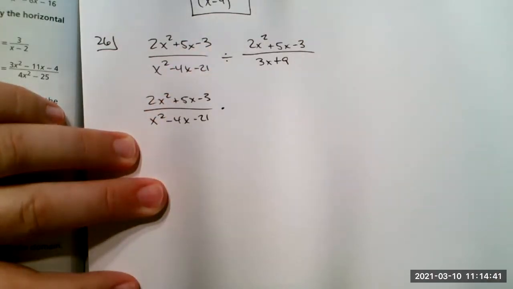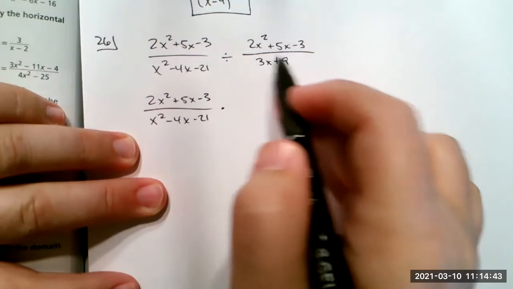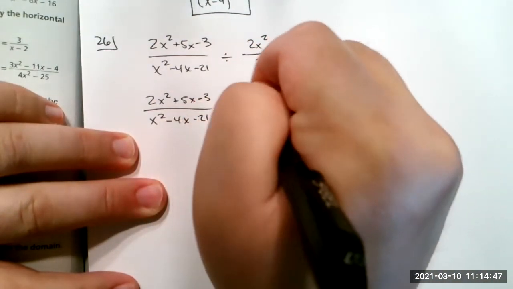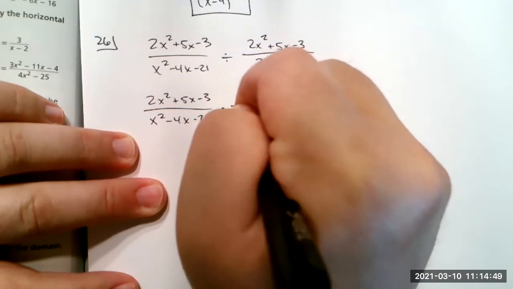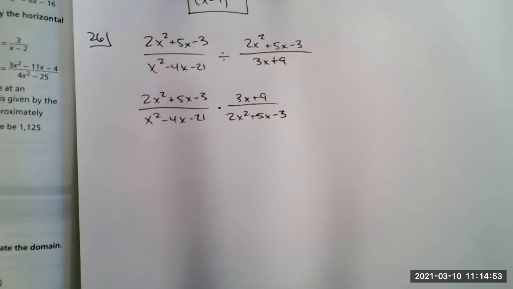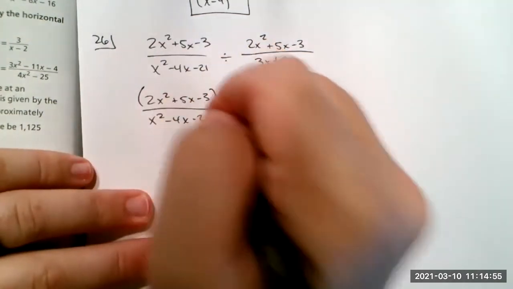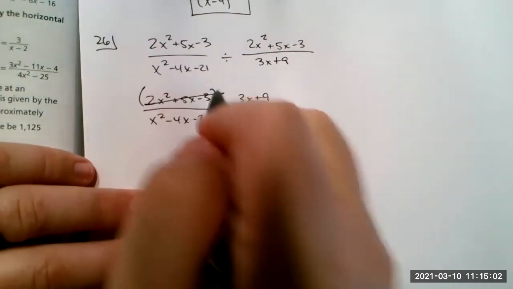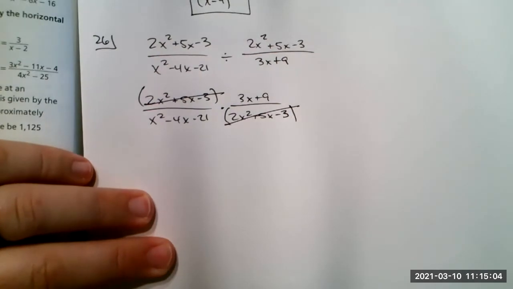Change division to multiplication, and then flip that second fraction, the reciprocal. So 3x plus 9 is on the top. 2x squared plus 5x minus 3 is down below. What do you notice? Well, you'll notice this quadratic is the same as that quadratic. So what you can do right off the bat, if you catch that, you can just cancel those out and move forward.